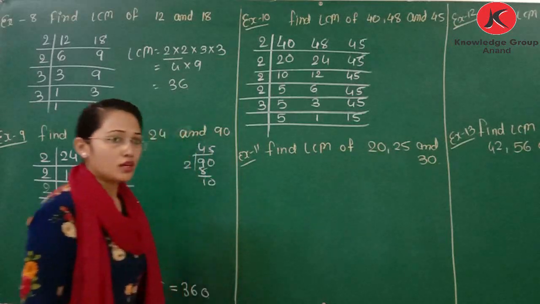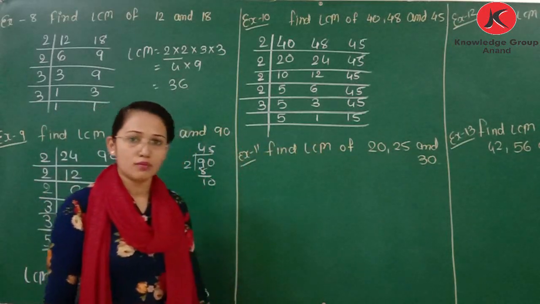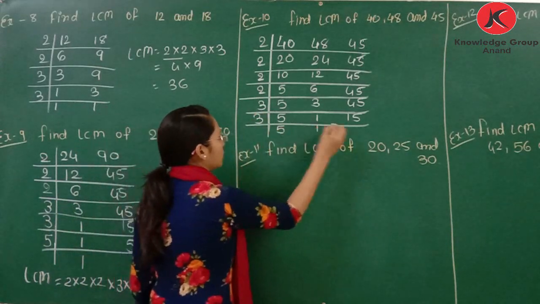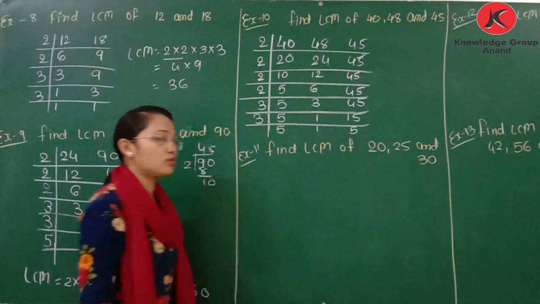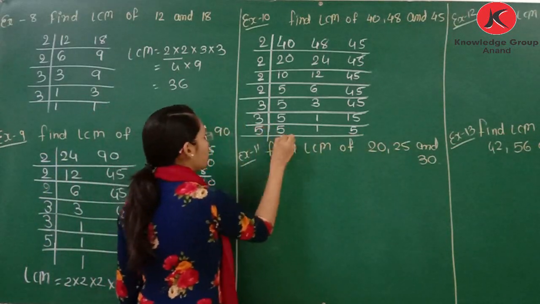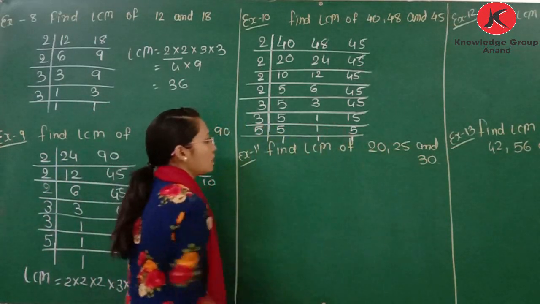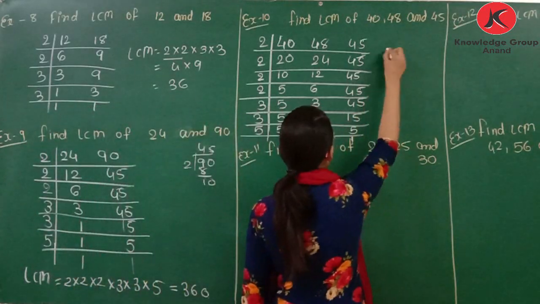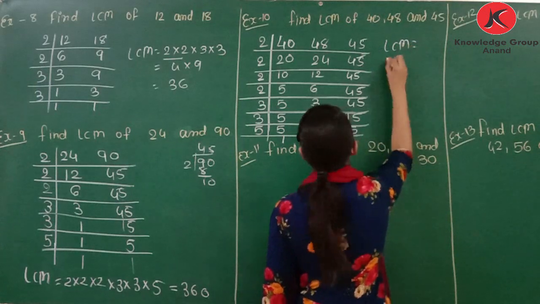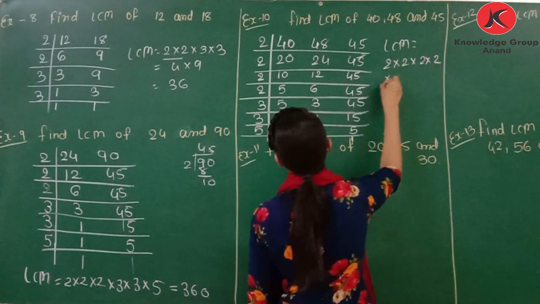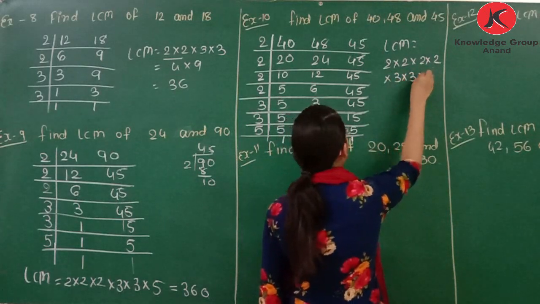Now, is there any number that is divisible by 3? Yes, 15 is divisible by 3. 5 3s are 15. Now, 5 1s are 5 and 5 1s are 5. So, the LCM will be 2 multiply 2 multiply 2 multiply 2, 3 multiply 3 multiply 5.